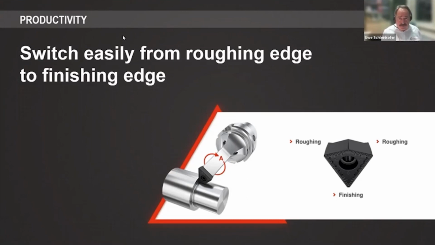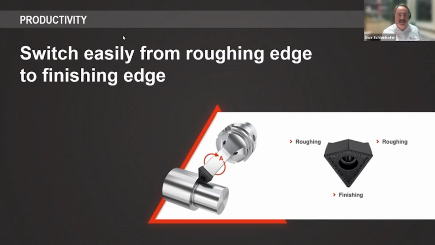So when one roughing edge is worn, you don't have to stop the process. You can right away use the second one for roughing. And when you go from roughing to finishing, you don't have to change the tool. You go from this roughing edge to the finishing edge in one step, and then you are fine.